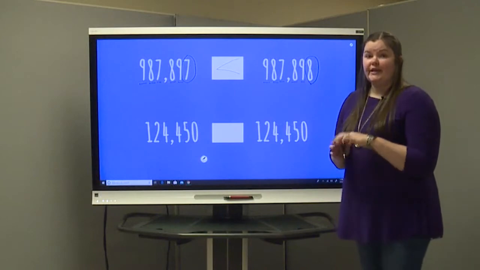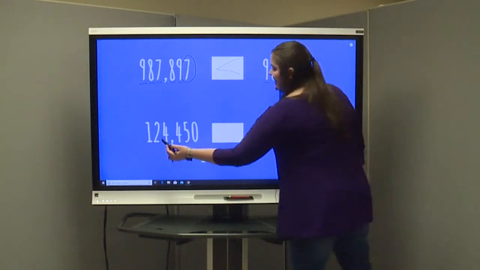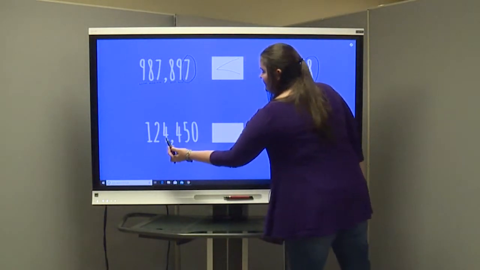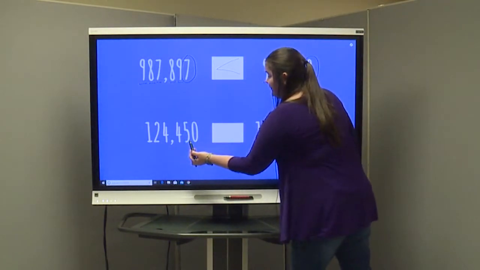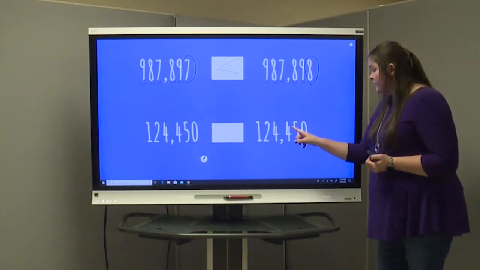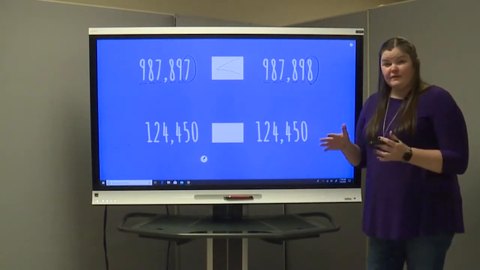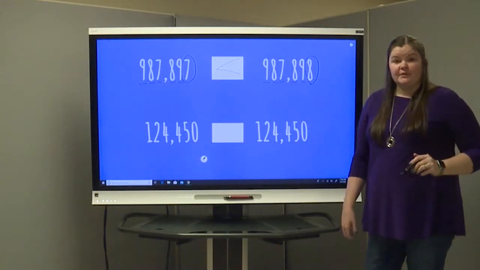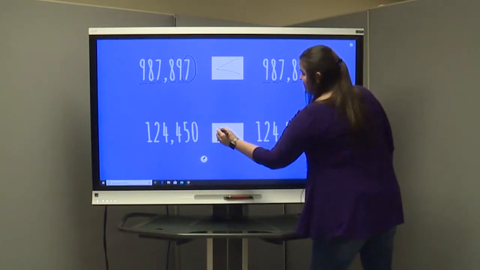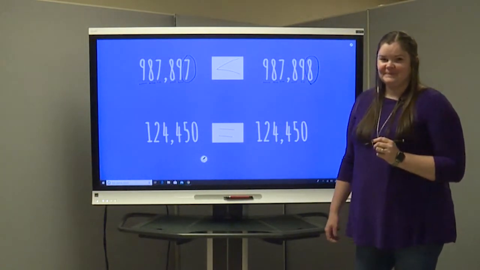That's right. They are exactly the same, but let's just be sure. I've got 124,450 compared to 124,450. The digits all match up in all the place values, so these two numbers are exactly the same. So in the middle, those two are equal.